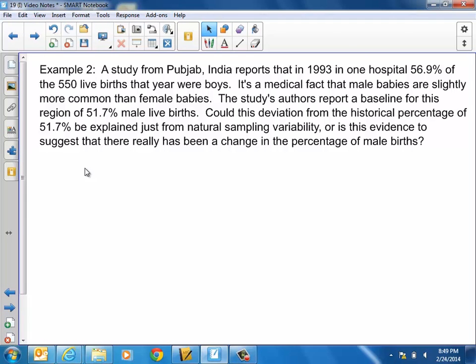Okay, so again, we need to think in terms of the defendant in the courtroom. That's the defendant. We're going to build up a case as to whether or not he's guilty or to see if we don't have enough information to conclude he is guilty. Could this deviation from the historical percentage of 51.7% be explained just from natural sampling variability? Or is this evidence to suggest that there really has been a change in the percentage of male births? Okay, so just like we saw last problem, we start with our hypotheses.